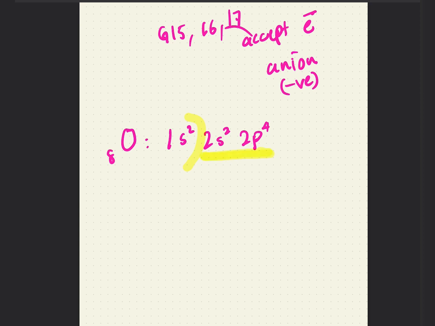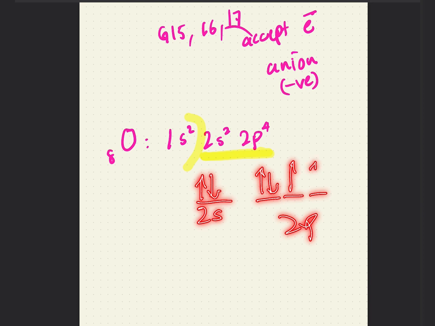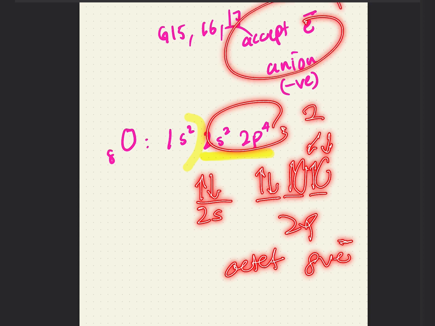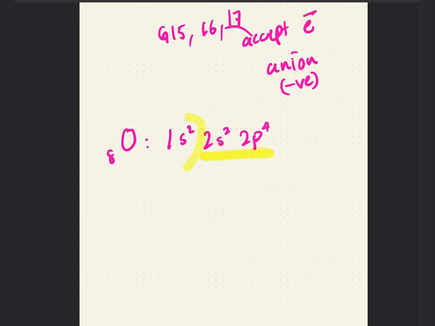Okay, so untuk capai stability of octet, so kalau kamu nampak dekat sini 2s, 2p, ada 4 elektron. So kamu perlukan lagi 2 elektron dekat sini untuk cukupkan octet, 8 valence elektron. Okay, so takkanlah dia nak donate pula, buang elektron. 6 elektron ni kan banyak, lagi mudah untuk dia terima elektron. So dia akan terima 2 valence elektron daripada another atom.